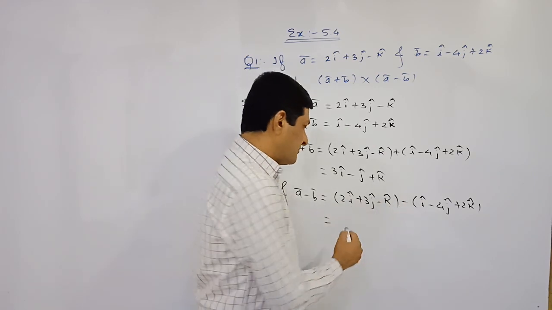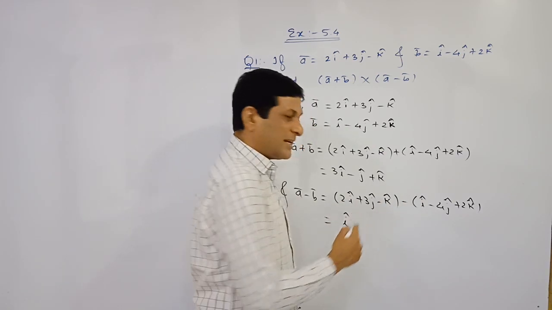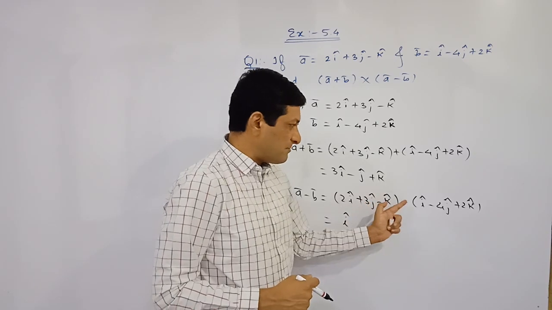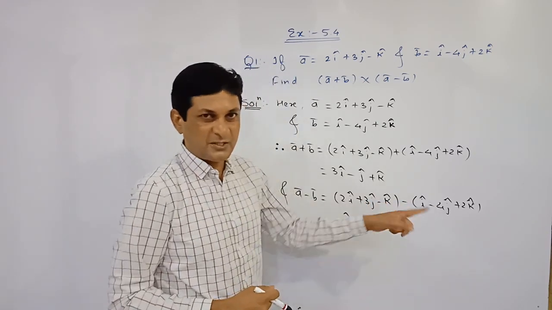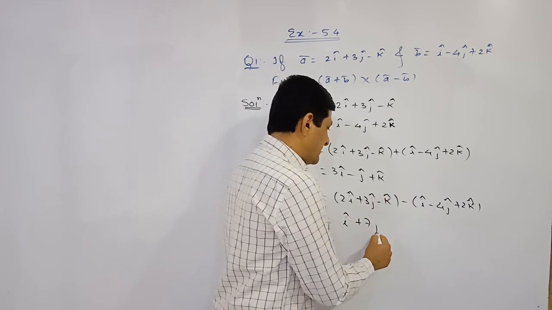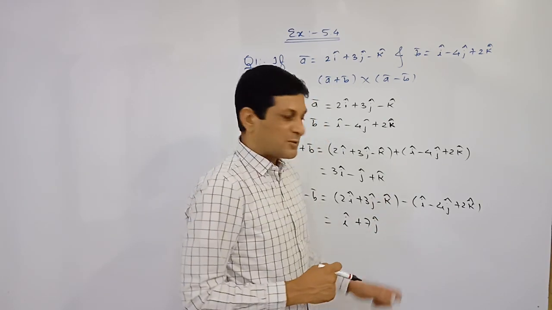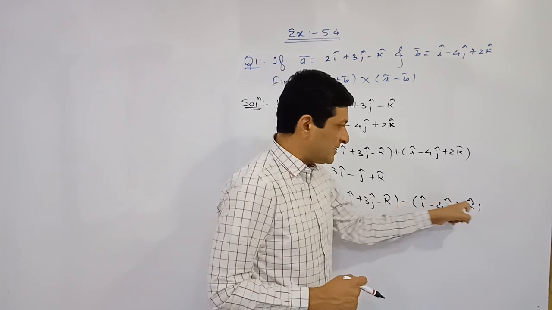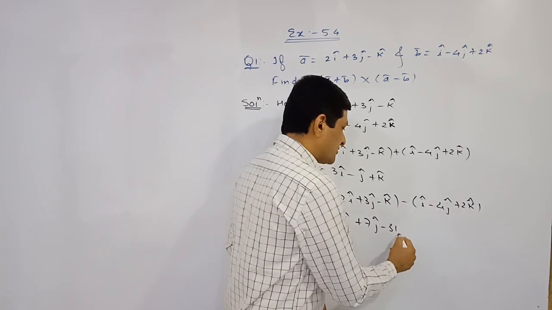2i minus i will be equal to i cap. Now collect the terms of j cap. 3j minus into minus, means minus into minus will become plus 4. 3 plus 4 will be equal to 7j cap. And lastly collect the terms of k cap. Minus k and minus 2k will become minus 3k cap.